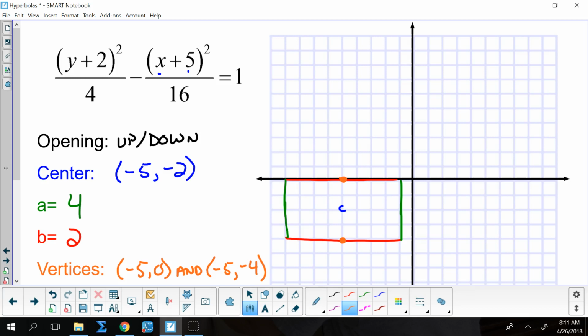All right. So then we can draw in our asymptotes.